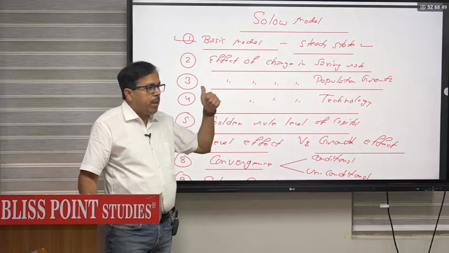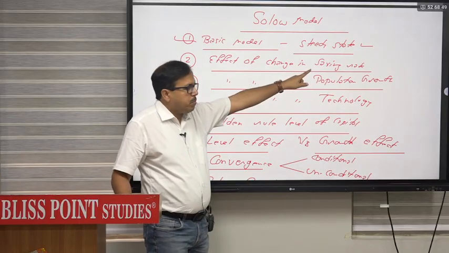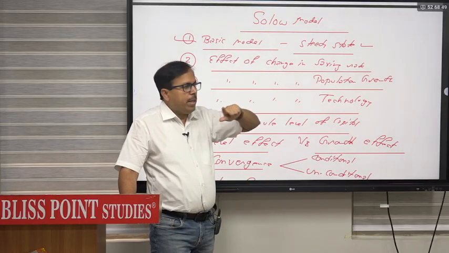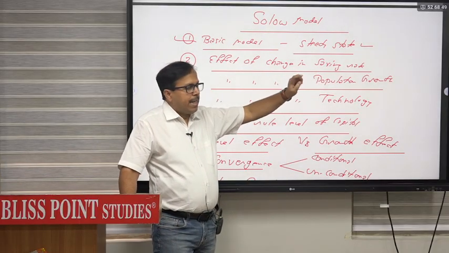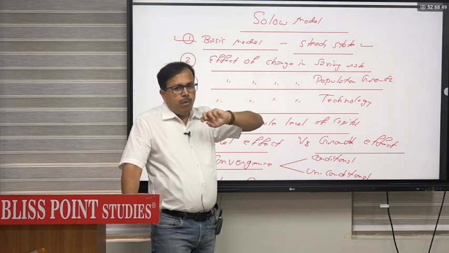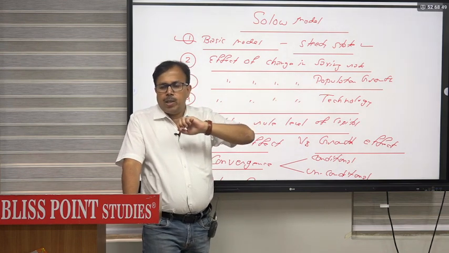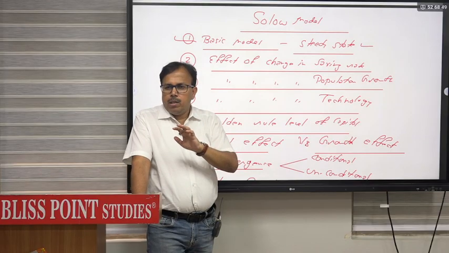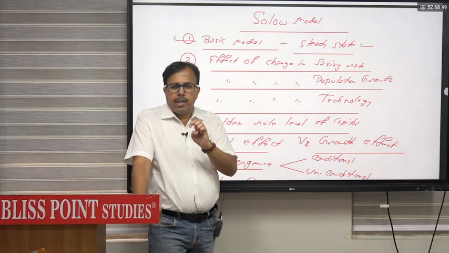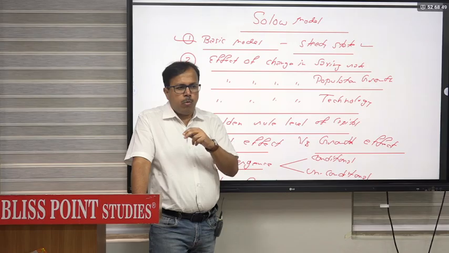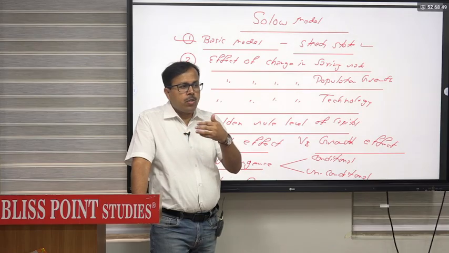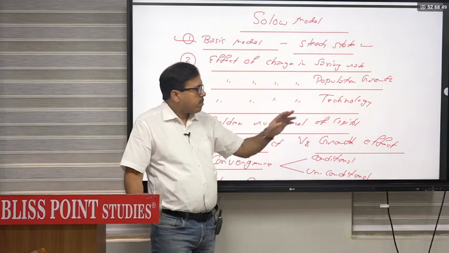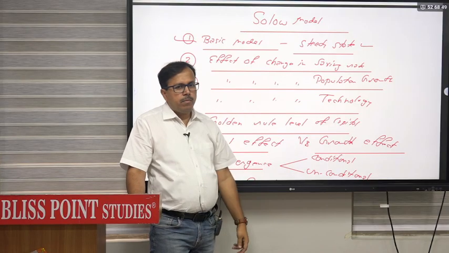So growth will be due to change in, but I said there are two indicators. One is the GDP, other is GDP per capita, and out of these two, which one is better indicator? Per capita. So we are more interested in knowing what will cause change in GDP per capita. That will be the third one.